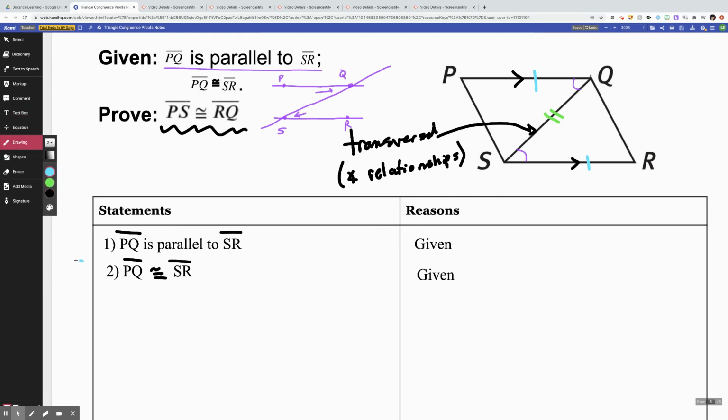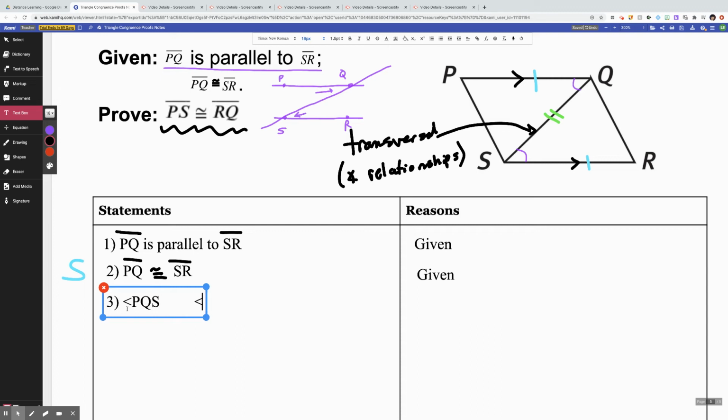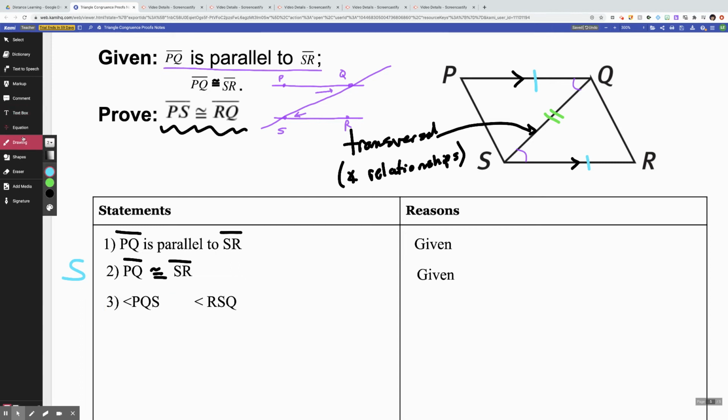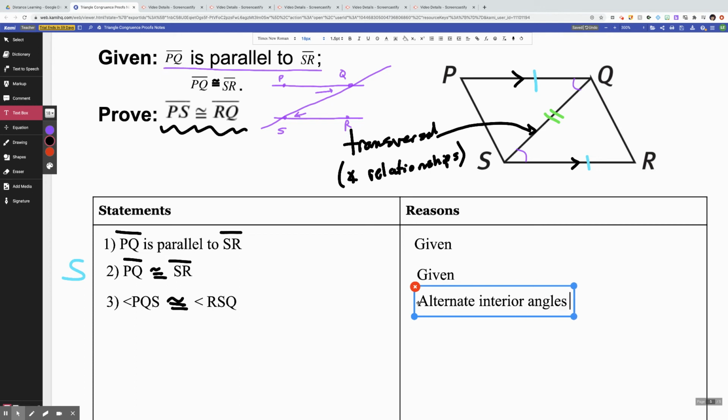What I have from that is one side, which is good. I'm going to deal with my angle next. The angle that I marked is congruent. So I would say angle PQS is congruent to angle RSQ, and my reason is that alternate interior angles are congruent.